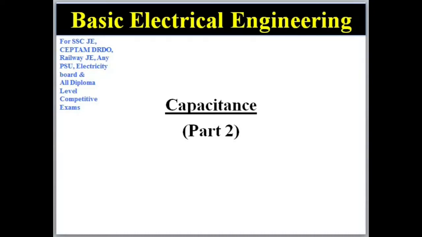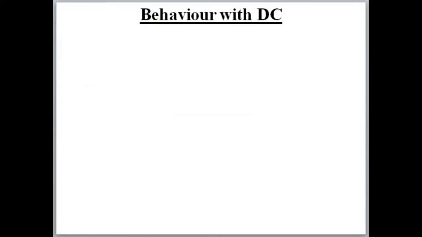So first is behavior of capacitance with DC. DC, as you people know, is direct current. So whenever a capacitance is connected in a DC circuit, then what happens? Suppose this is a capacitor. It is connected with a DC voltage V.